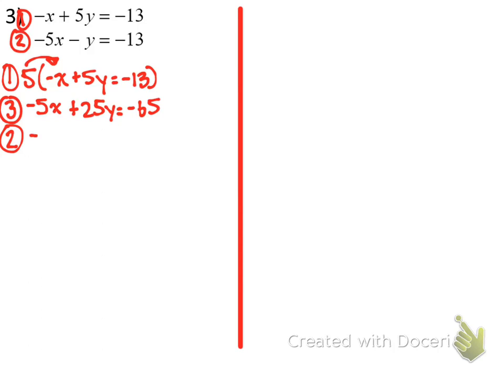So we're going to put negative 5x minus y is equal to negative 13. Put parentheses around that. Am I going to add or subtract the second equation?